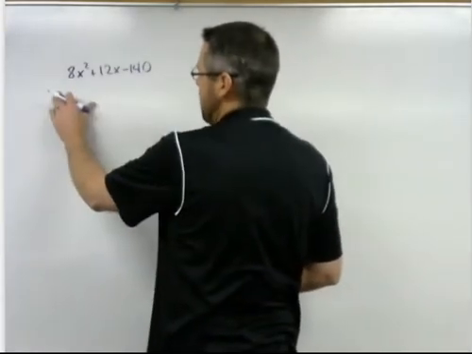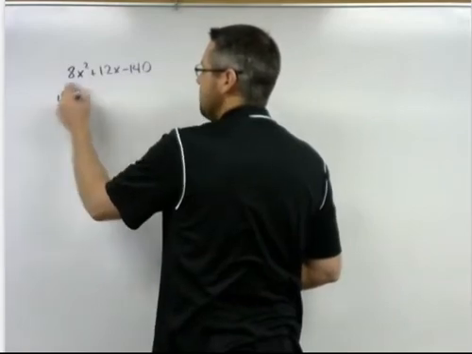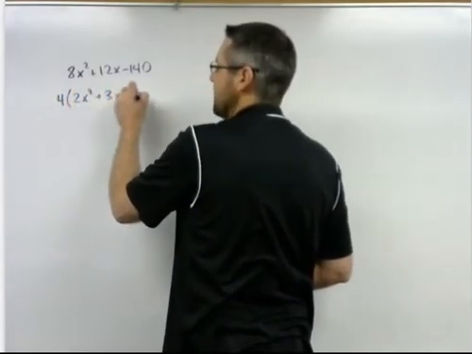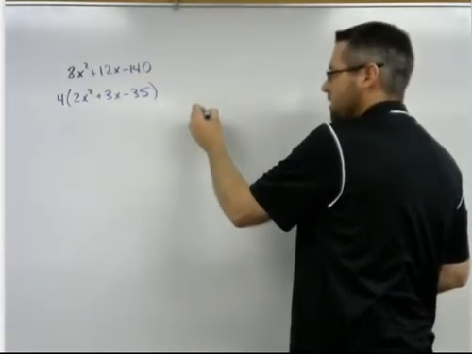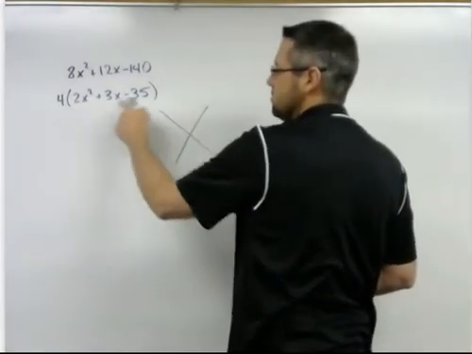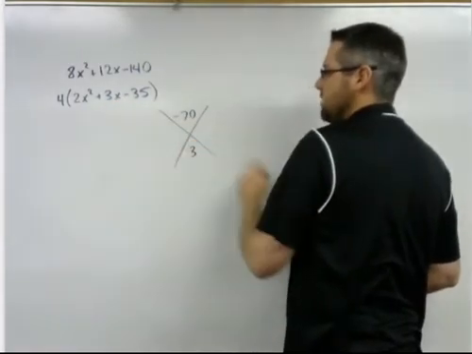The greatest common factor out of all of this is a 4. So when I divide all of that by 4, I'm left with 2x squared plus 3x minus 35. Now that I factored the GCF, I'm going to do my x factoring. Remember, on top, a times c, so 2 times negative 35 is negative 70. And then on the bottom is a 3.